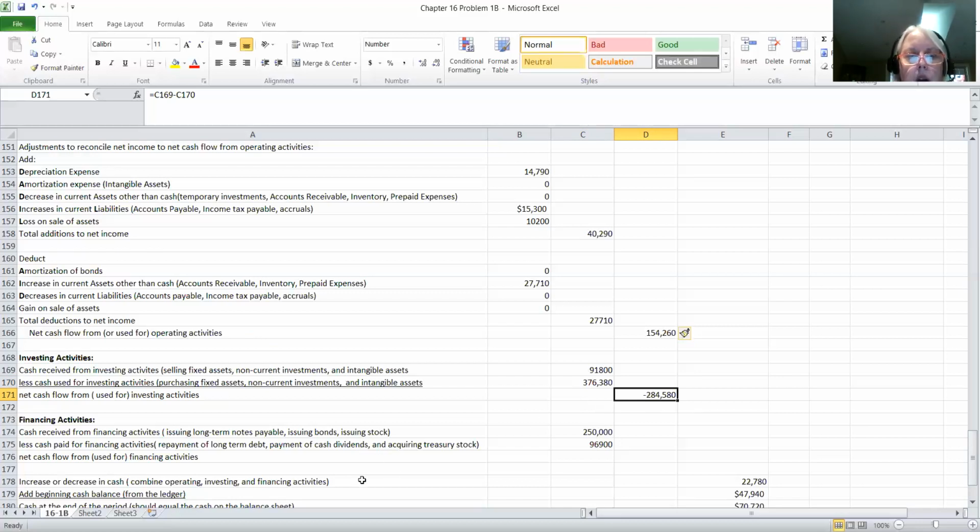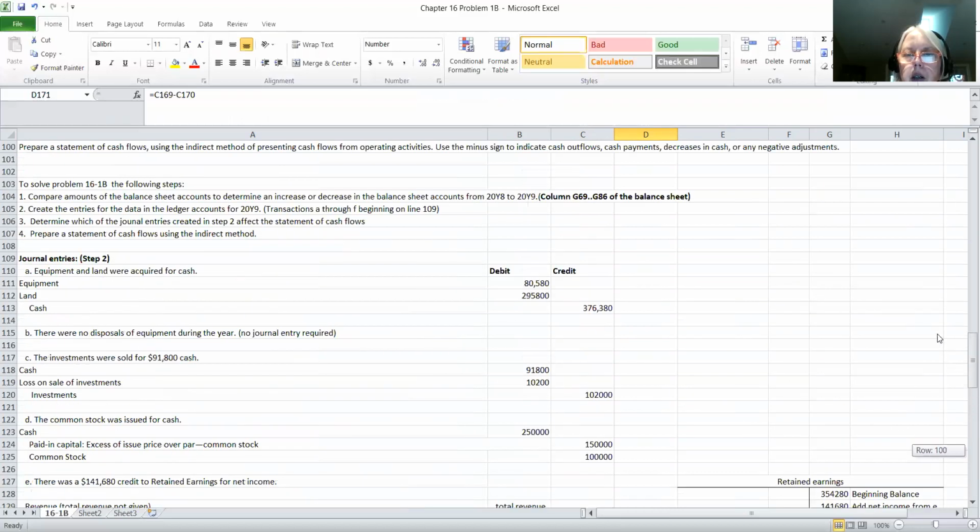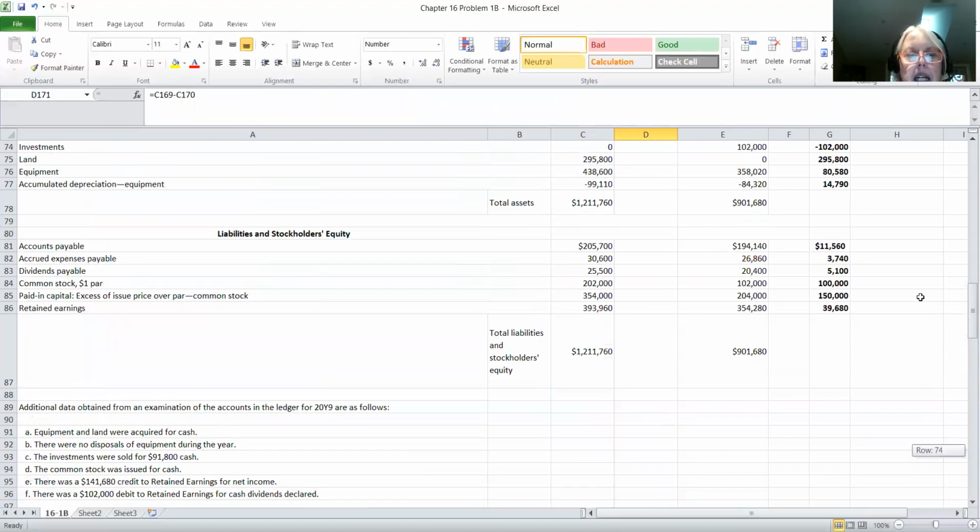And then we would do our financing activities section, which we're going to take the cash that we received from financing activities. So if we borrowed any money for long-term purposes, for financing purposes, including issuing notes payable or issuing bonds, we didn't do that in this particular problem because we don't have any of the long-term liabilities recorded on our balance sheet here.